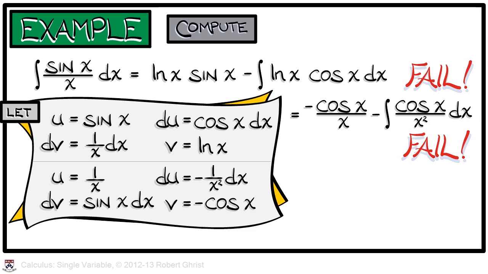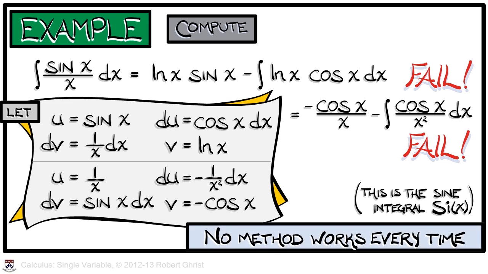What does this mean? Have we chosen wrong? Is there another way to do this? Well, no. In fact, this is not an integral that has a simple representation for its antiderivative. We call the integral of sine of x over x the sine integral. It goes under the notation Si of x. It does not have a simple antiderivative. Sometimes the integration by parts method does not work for any choice of u and dv.